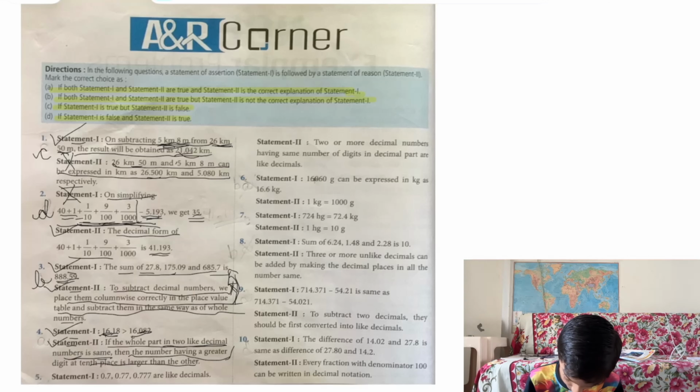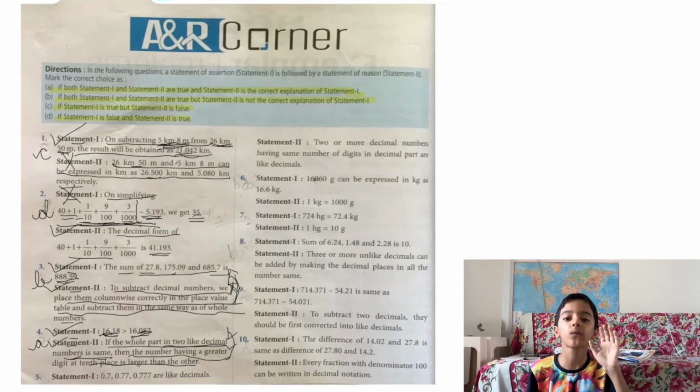And here statement 2 is the correct explanation of statement 1 because your statement 1 is saying that 16.18 is greater than 16.082 and your statement 2 is justifying it by saying that if the tens place is larger in that number, that means the whole number is larger. So here the correct answer of question 4 is option A, which is if statement 1 and statement 2 are true and statement 2 is the correct explanation of statement 1.